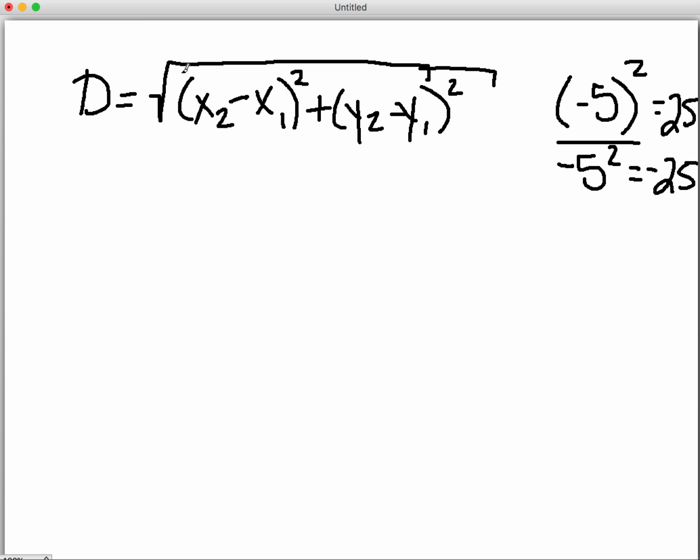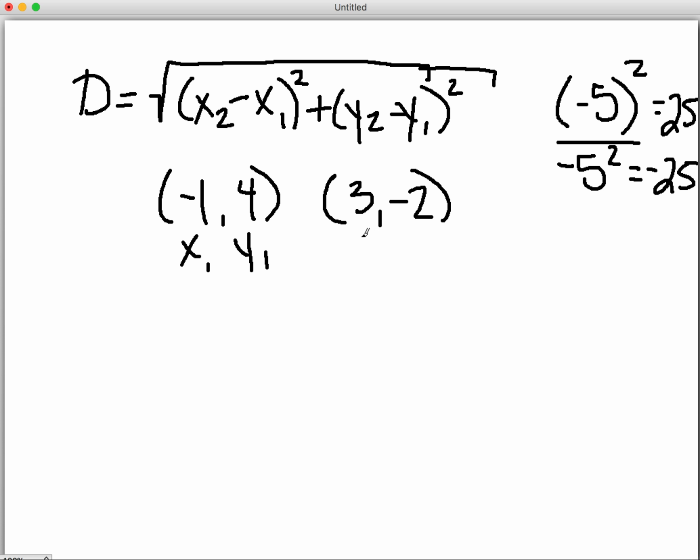This is one of my favorite things to tell students. The first point is x1. The second point is x2. So given a problem, and I'm just making these numbers up so they may not work out beautifully, this would be x1, y1. This would be x2, y2.